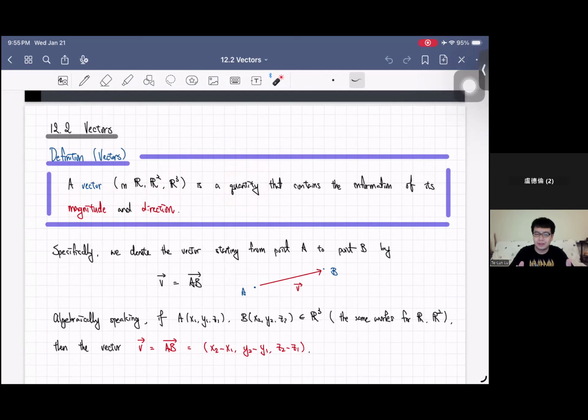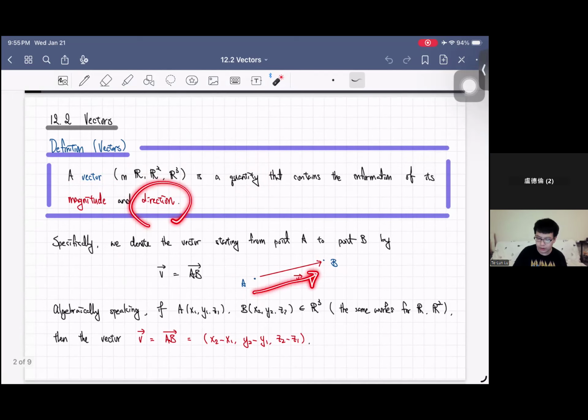Basically, a vector is an arrow. It connects two dots. So say we have dot A and dot B. Then this arrow is called a vector. The information of magnitude is contained in the length of this segment. And direction is simply A towards B. Okay? So in short, usually we denote the vector V by AB.